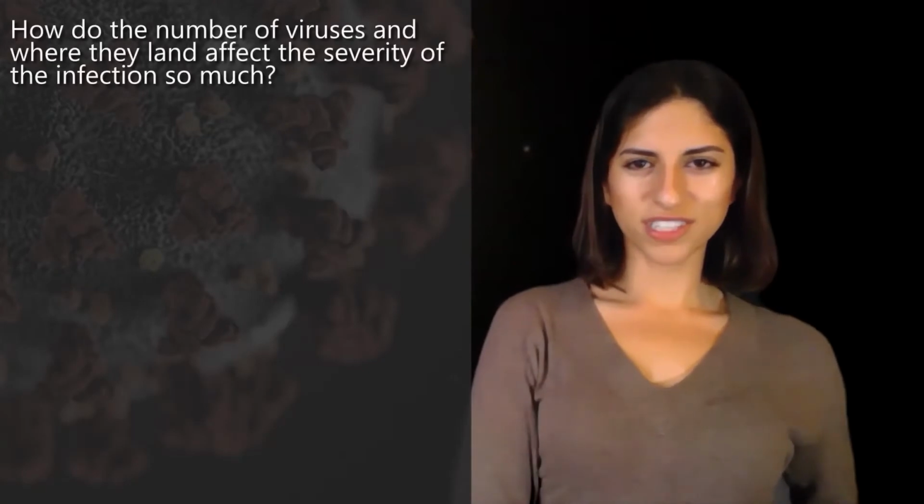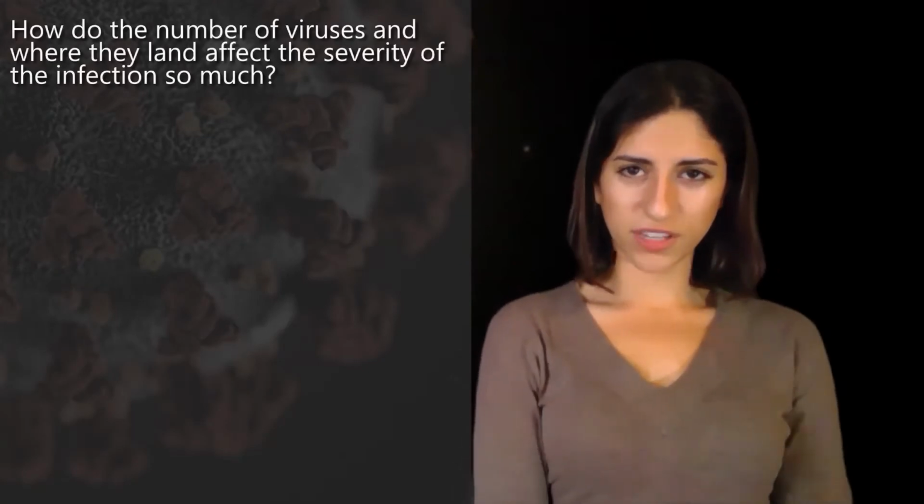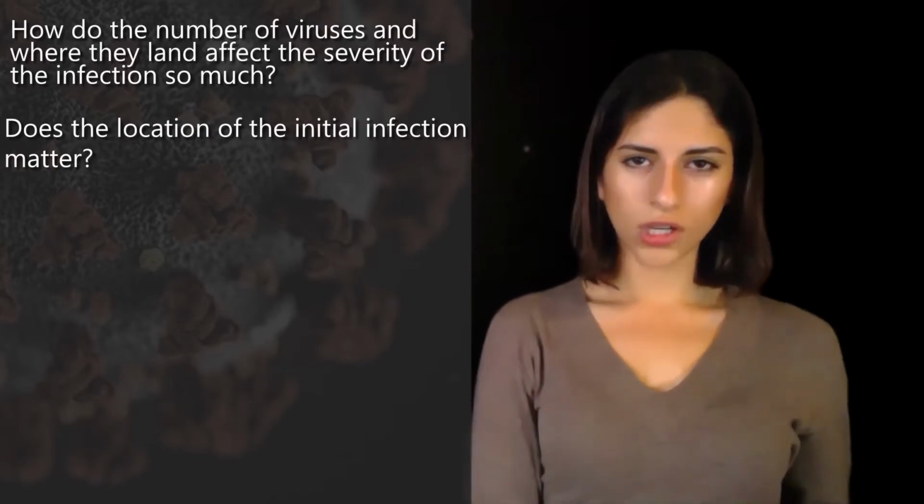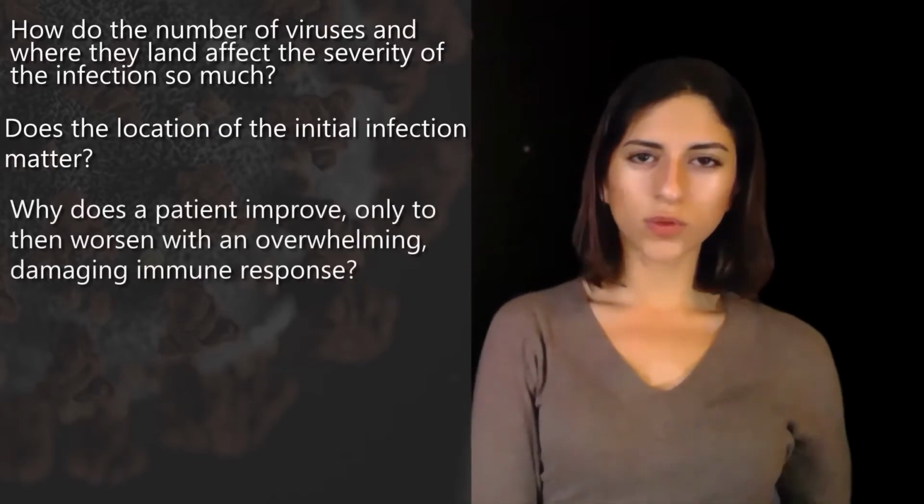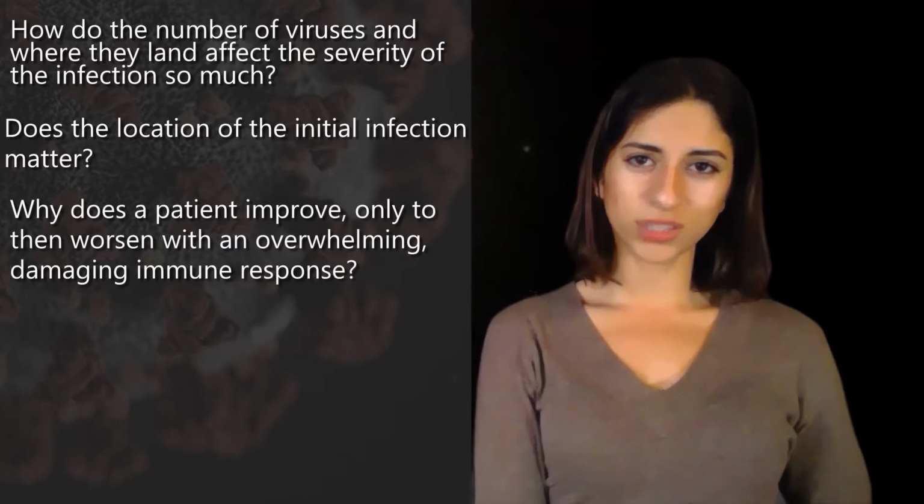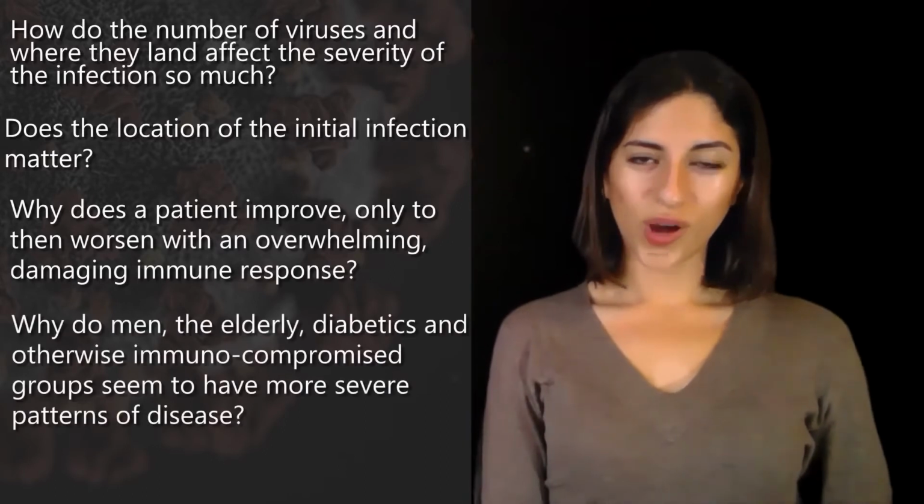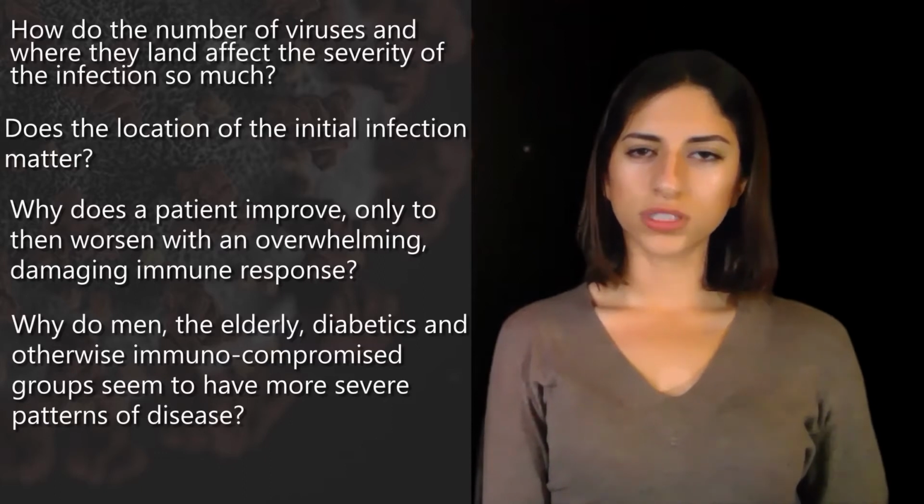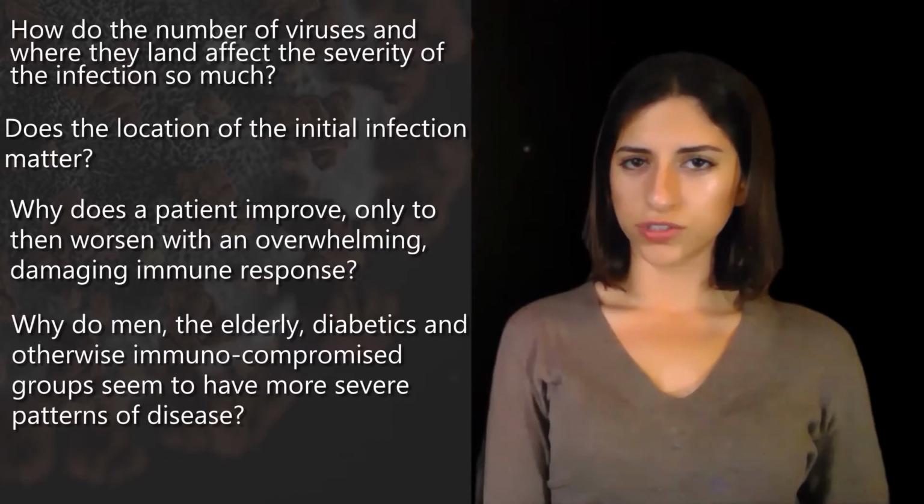How do the number of viruses and where they land affect the severity of the infection so much? Does the location of the initial infection matter? Why does the patient improve, only to then worsen with an overwhelming, damaging immune response? Why do men, the elderly, diabetics, and otherwise immunocompromised groups seem to have more severe patterns of disease?